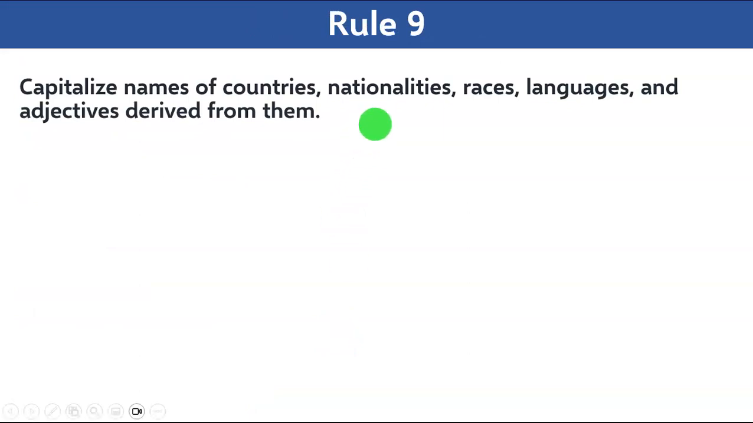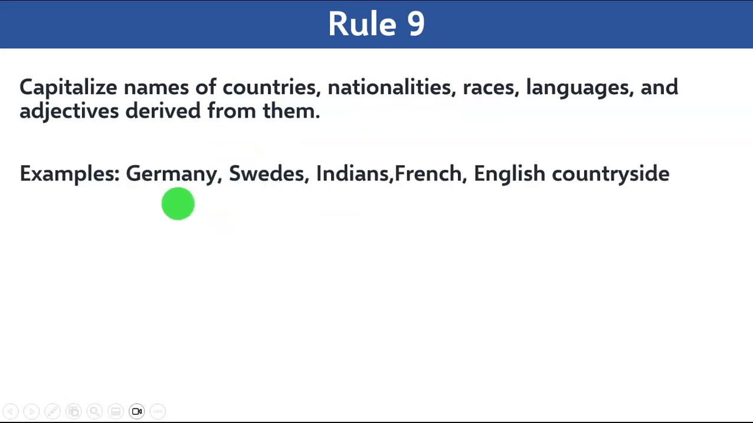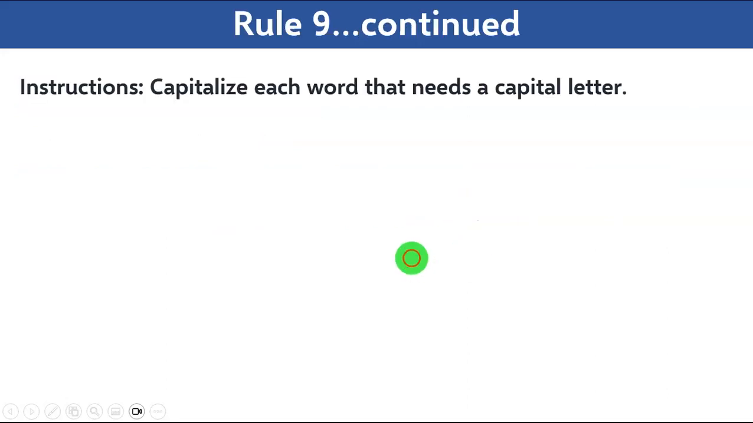Capitalize names of countries, nationalities, races, languages, and adjectives derived from them. Right? Examples: Germany, Swedes, Indians, French, English countryside. Right? Let us now take a quick 5-question quiz on rule number 9.